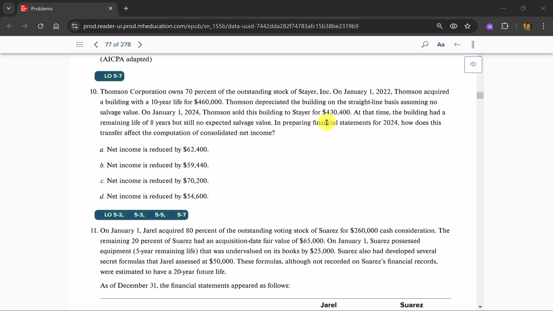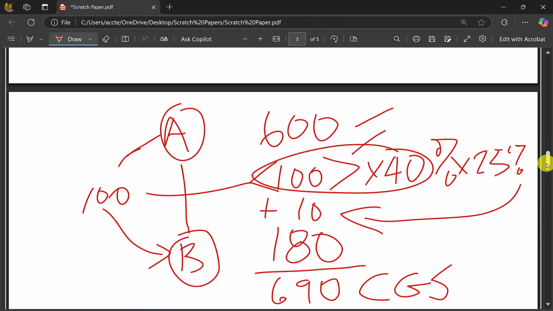But the sales price is 430,400, and at the time the building had a remaining life now down to 8 years. Makes sense, right? Started off with 10, 2 years have passed by, leaving a remaining life of 8, but now with a different remaining cost. And no salvage value in our calculation for depreciation. So the question is now, how does this transfer affect the computation of the consolidated net income? This is for the year 2024, the year the parents sold the building to the sub. So let's go through all of this calculation here. Let's go to a blank sheet of paper.